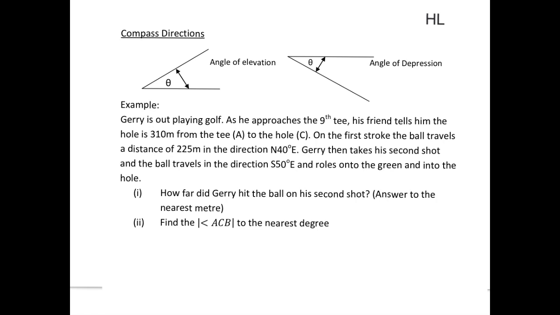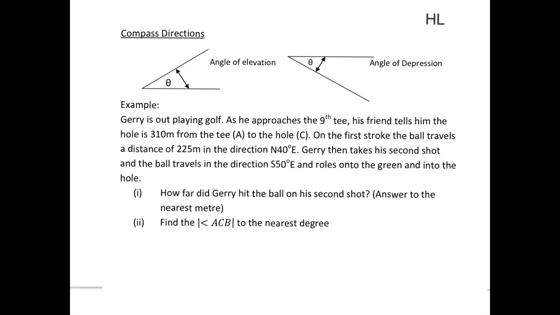As he approaches the 9th tee, his friend tells him that the hole is 310 meters from the tee at point A to the hole at point C. On the first stroke, the ball travels a distance of 225 meters in the direction north 40 degrees east. Jerry then takes his second shot and the ball travels in the direction south 50 degrees east and rolls onto the green and into the hole. Our questions are 1. How far did Jerry hit the ball on his second shot to the nearest meter? And 2. To find the angle ACB to the nearest degree.